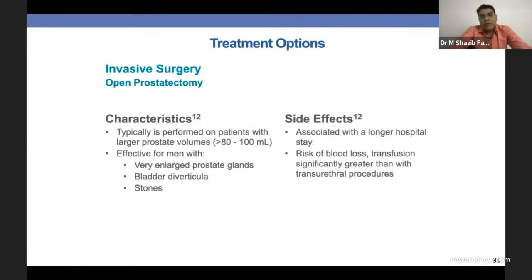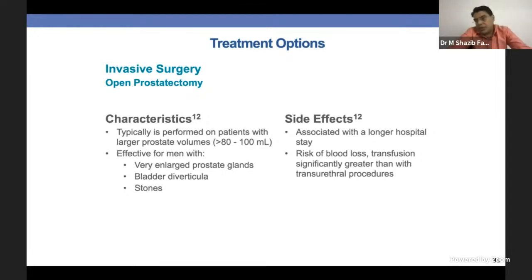Now moving towards another treatment option, an invasive procedure known as open prostatectomy. It is typically performed in patients with large prostatic volumes of about 80 to 100 ml, and is effective in men with large prostate volume. If the patient has large prostate volume with stones or bladder diverticula, then we have to treat both these conditions simultaneously, so open prostatectomy is a better option.